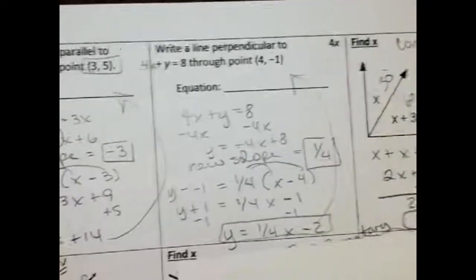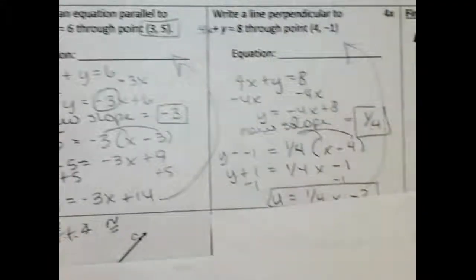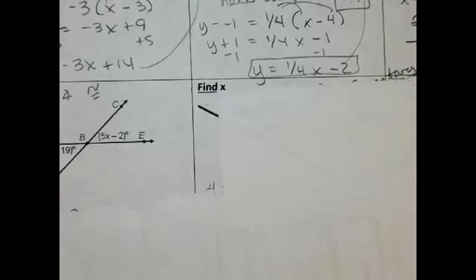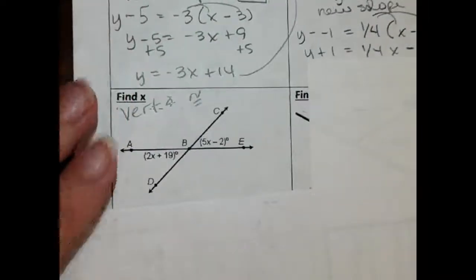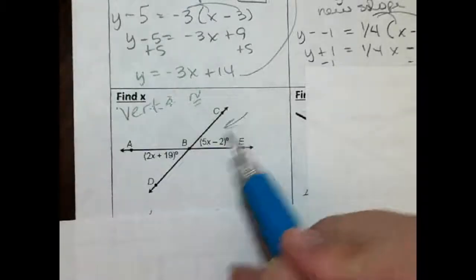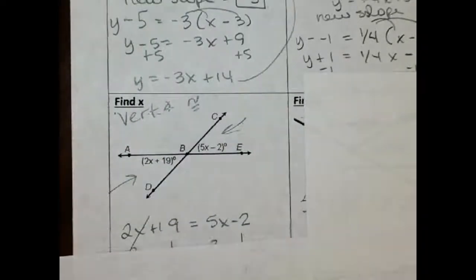The next problem was this one over here. Let me get to it. This one. And that's a vertical angle question. And we said that vertical angles are congruent. Vertical angles are the ones like this. So I set up that those are equal to each other.